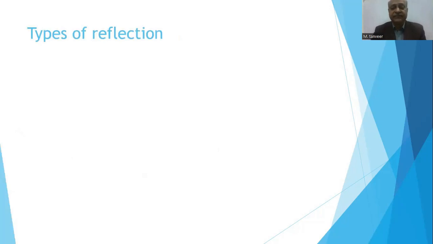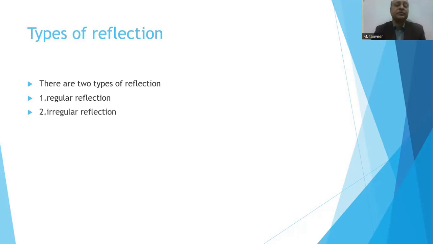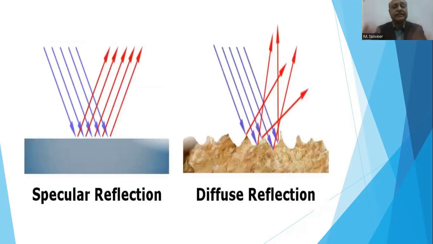There are two types of reflection. One is called regular reflection and the second is called irregular reflection. It depends upon the situation where the rays of light are falling. Suppose rays of light fall on a plane surface, then all rays of light will bounce back. This is called regular reflection or specular reflection. When rays of light fall on a rough surface, all rays will bounce back in different directions. This is called irregular or diffuse reflection.